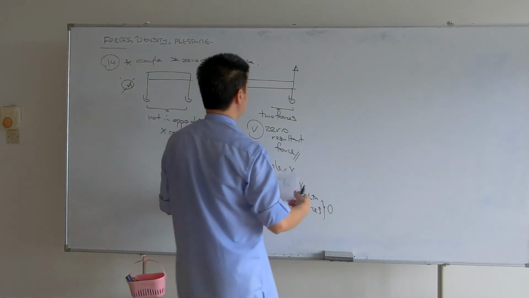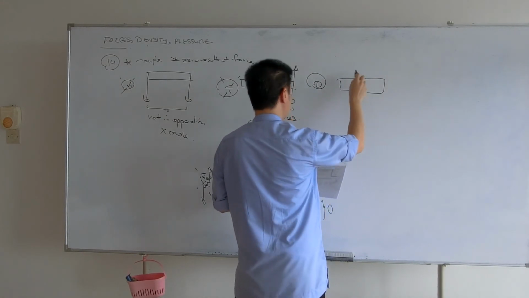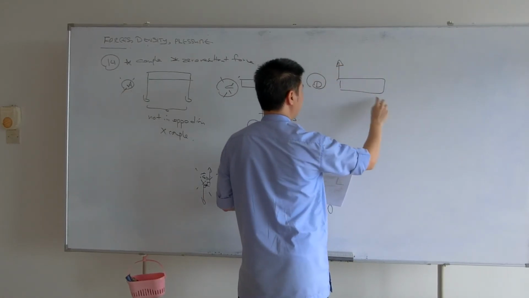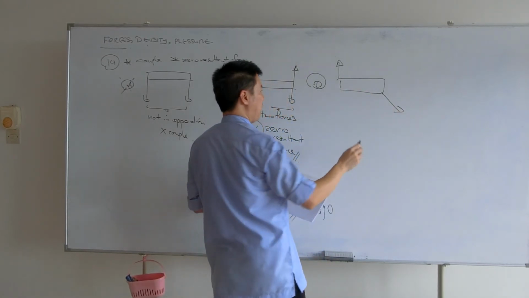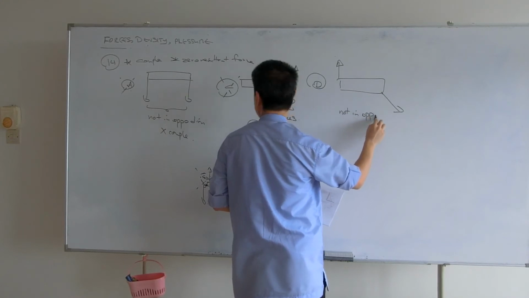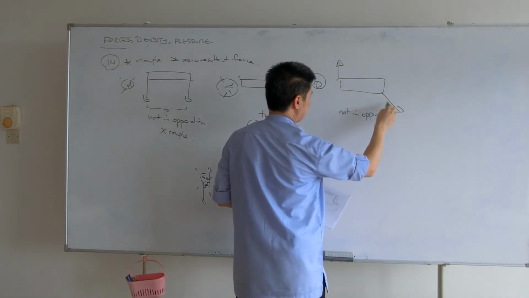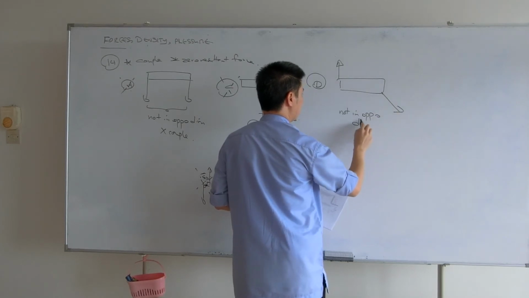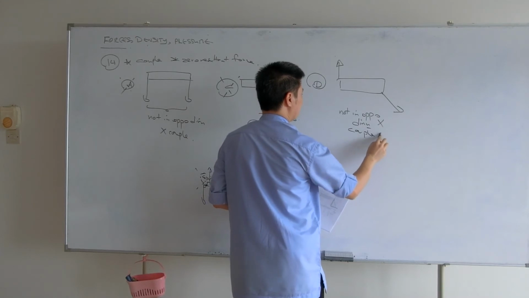Then we go to D. D is much easier because you have a force there and a force there. 2 equal forces but not in opposite direction. So you can say it's exactly similar to A but just in a different direction. Therefore, not a couple.